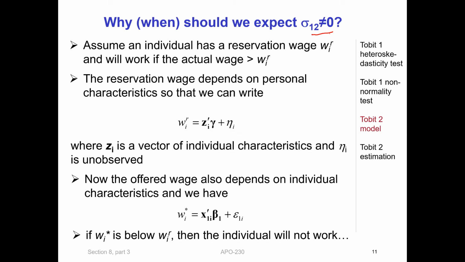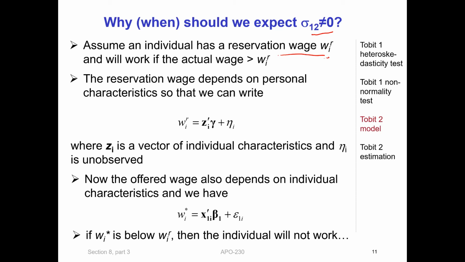So the idea here is to look at it from an even more economic perspective, okay? Now let's think about it. Assume that as a person, we will work if the wage that we are offered is larger than some reservation wage, or the wage that we somehow expect that we should receive. So this reservation wage is denoted as WiR.